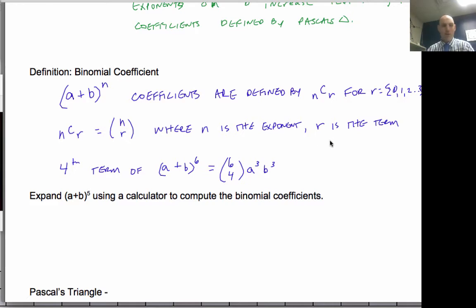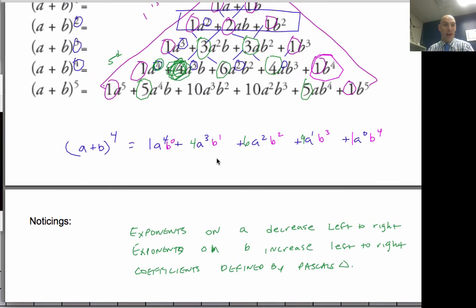So if I want to find the fourth term of a plus b to the sixth, I don't have it here, but I could do it. A plus b to the sixth would be fairly easy to define, right? Because let me look at Pascal's triangle. I'd have a 1, 6. This would be 15, right? Because 5 plus 10. 10 plus 10 would be 20. 10 plus 5 would be 15. 5 plus 1 would be 6, and then 1. This is the seventh line of Pascal's triangle, for my a plus b to the sixth.